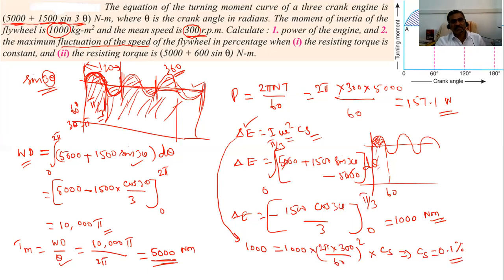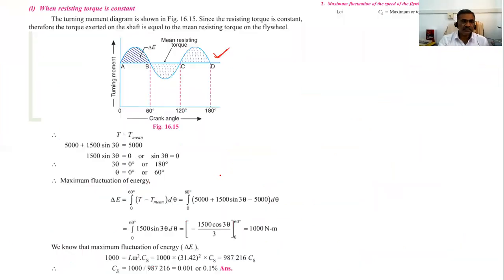In the previous problem, the torque was in the form of a triangle. Here it is in the form of a curve. So whatever it may be, the procedure remains the same. You have to find the area under the curve, delta E and Cs. But you have to use a different approach: where it is a triangle you can find the area easily, but if it is a curve, you have to integrate it. So you have to see the angles properly.